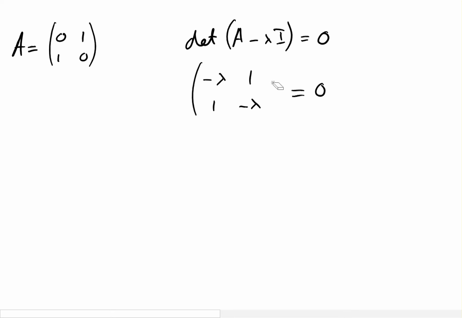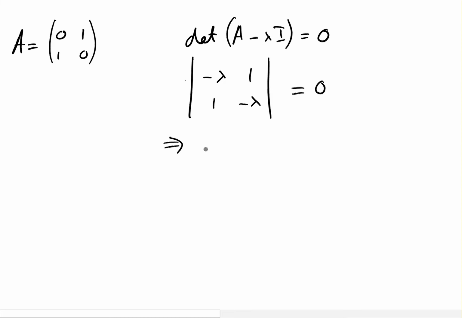And actually, find the determinant of this. We write the determinant just with straight brackets like that. It's just a notation for it. So what's the determinant of this matrix? Well, it's going to be minus lambda times minus lambda. You happy? That's just going to be lambda squared. Okay, minus 1 times 1, so that's minus 1, set that equal to 0.